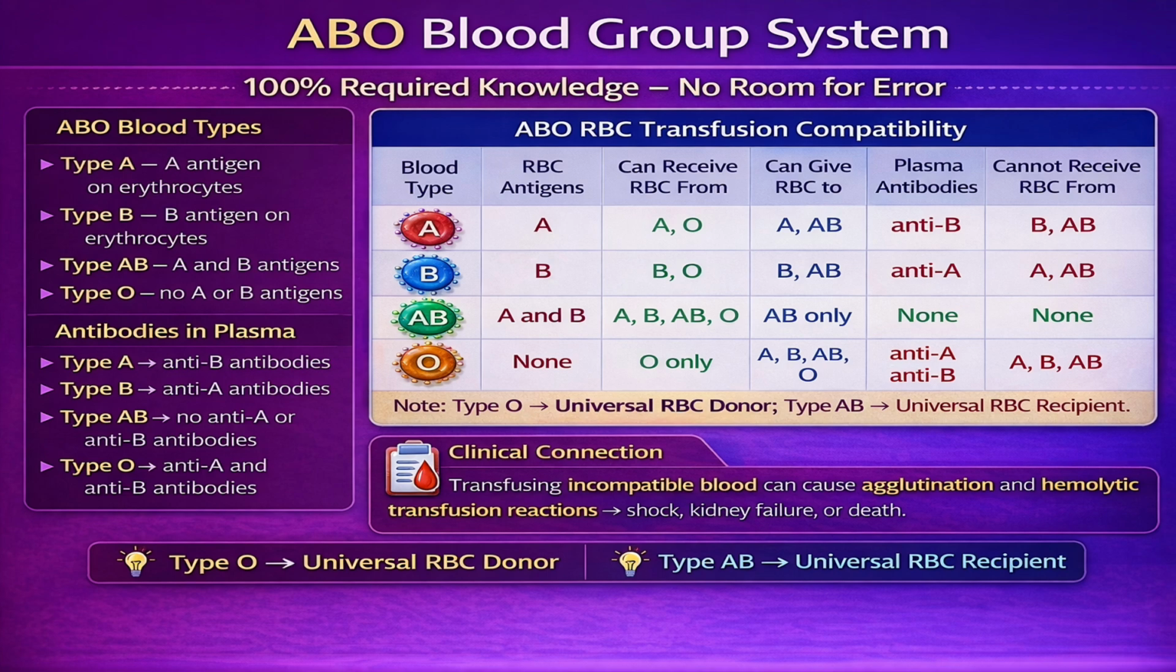In addition to these antigens, the plasma contains antibodies that react against foreign antigens. For example, individuals with type A blood produce anti-B antibodies, while individuals with type B blood produce anti-A antibodies. Individuals with type AB blood do not produce anti-A or anti-B antibodies, while individuals with type O blood produce both anti-A and anti-B antibodies.